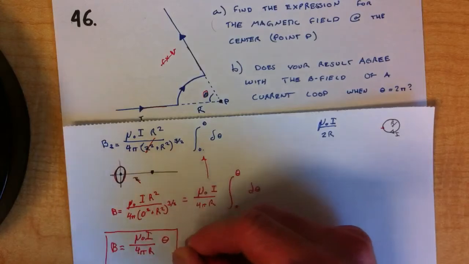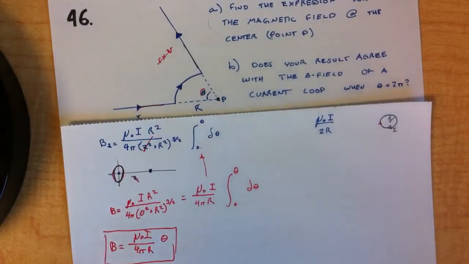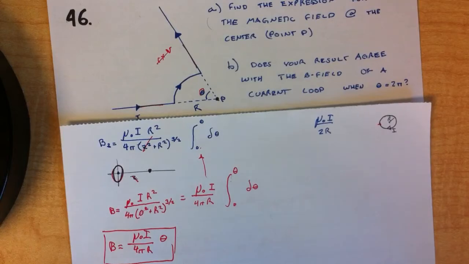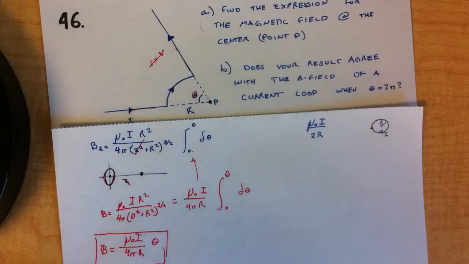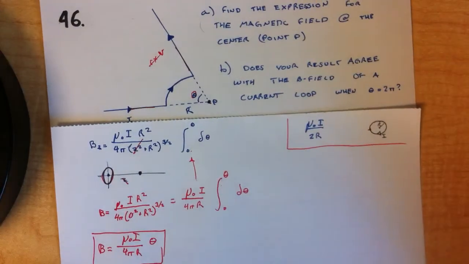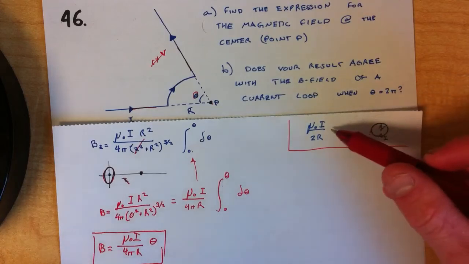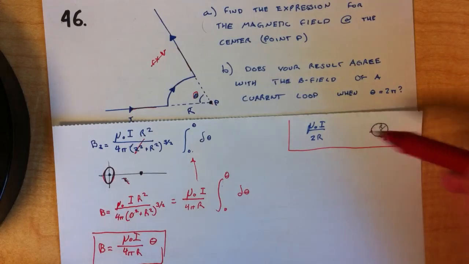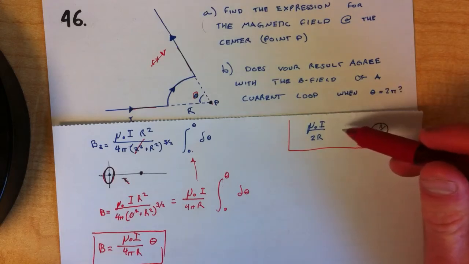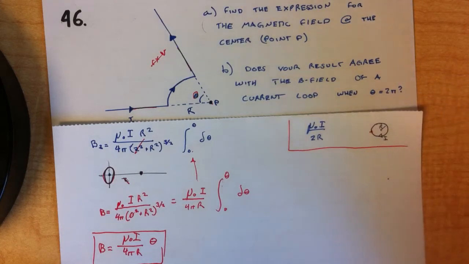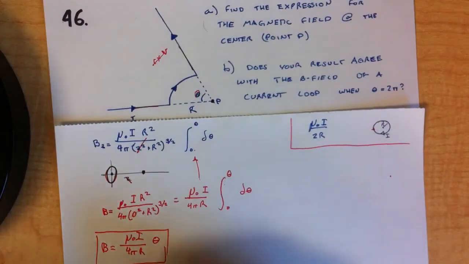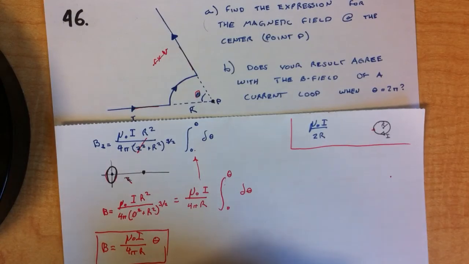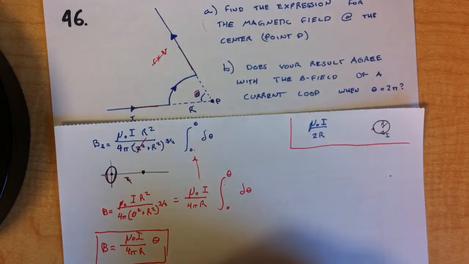Now that we have this guy, we can go ahead and run a check, which is part B of the question, and that's asking, does your result agree with the B field of the current in the loop if theta is 2 pi? So throwing in 2 pi for this value, pretty much our hope is that we come out with this equation over here, because we already checked. We know that this is, in the book, the equation for a full loop of current testing the B field at the center of the loop. So we're going to go ahead and plug in our 2 pi. See how this goes. B equals mu naught I over 4 pi r times 2 pi.